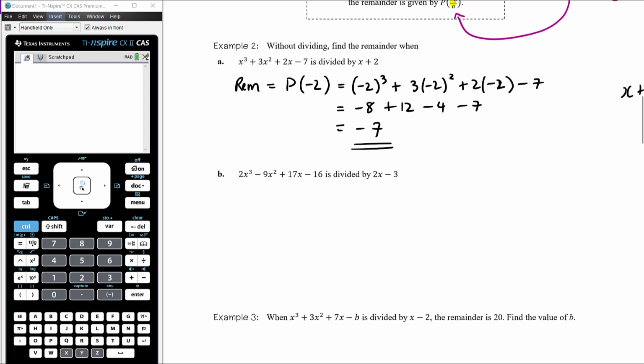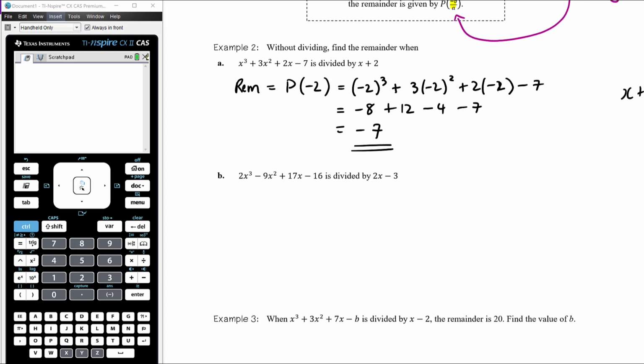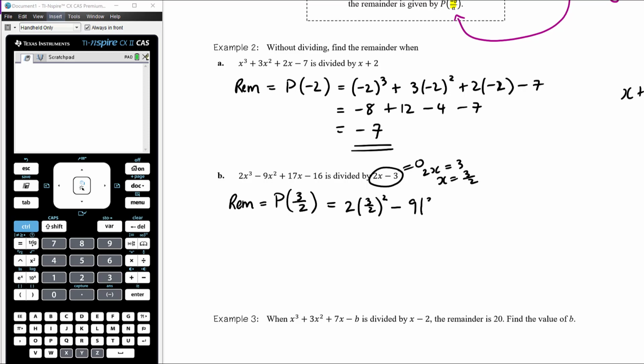Okay, let's again, without doing the division, find the remainder when 2x cubed minus 9x squared plus 17x minus 16 is divided by 2x minus 3. We have to work out what we need to sub into our polynomial to find the remainder, and it will be whatever makes that 0. So that's when 2x equals 3, so when x equals 3 over 2. So we're subbing 3 over 2 into our polynomial. When we do that, we get 2 times 3 over 2 cubed minus 9 times 3 over 2 squared plus 17 times 3 over 2 minus 16.